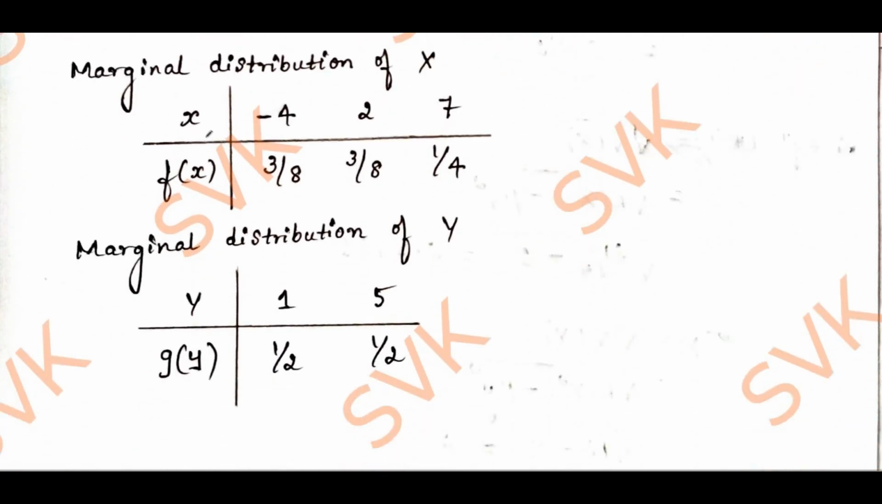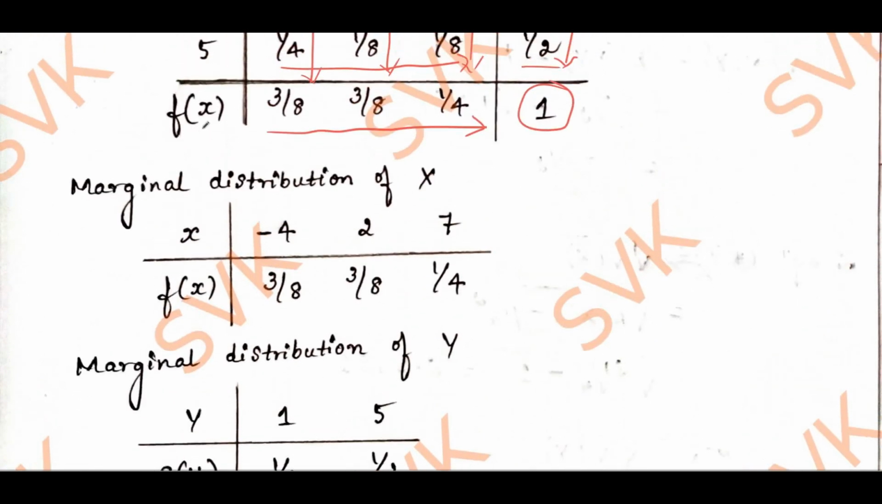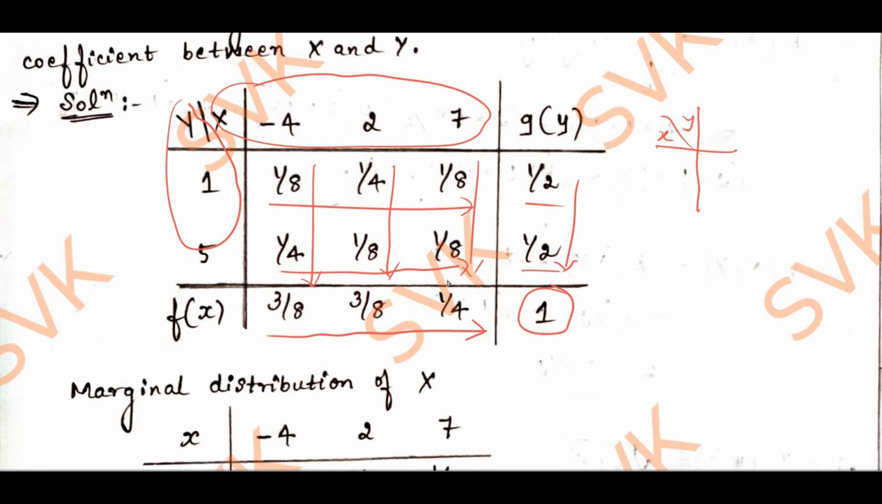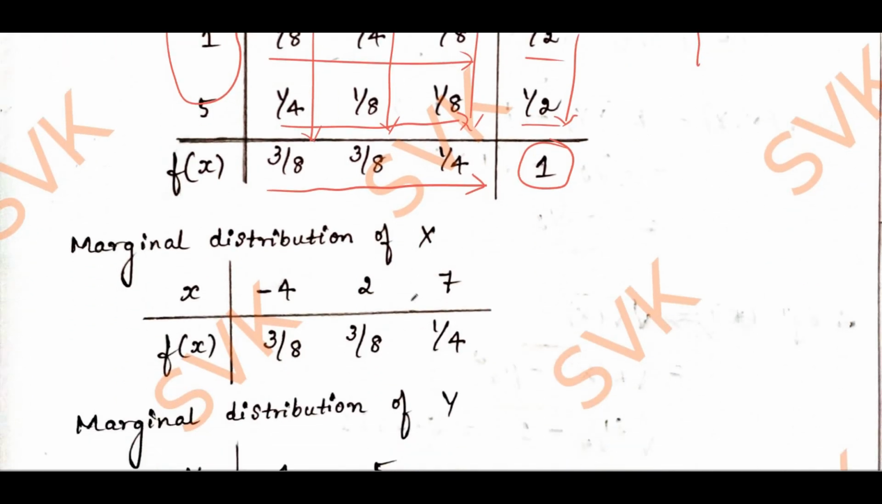Reframing the marginal distribution with respect to x and y, I have tabulated along x and y. Here the value of y has been given in terms of columns and the value of x in terms of rows. Be careful about that. The table can also be interchanged: instead of y here they can give x, and here they can give y. So see to that properly and identify which is the marginal distribution of x and which is the marginal distribution of y.